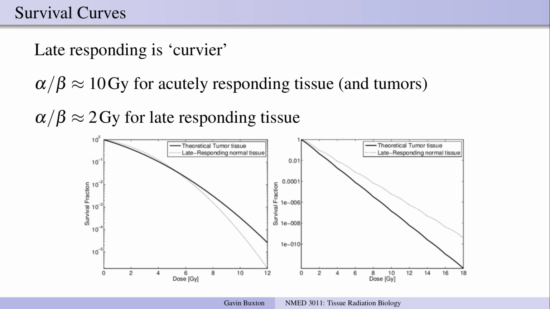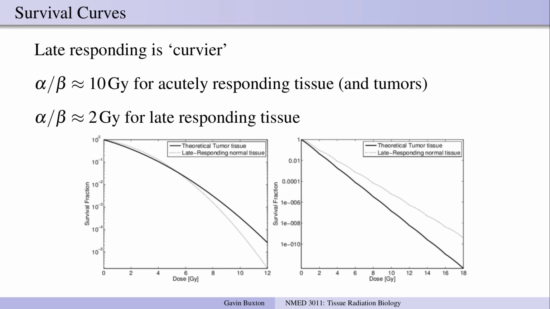Another way to think about this is, if it's curvier, it's because there's more of a quadratic contribution. This might be the fact that there's more radiation damage happening to one strand of DNA and then happening to another strand of DNA, and both of those have to happen at the same time for the damage to occur, right? So that's happening more in those late responding tissues.